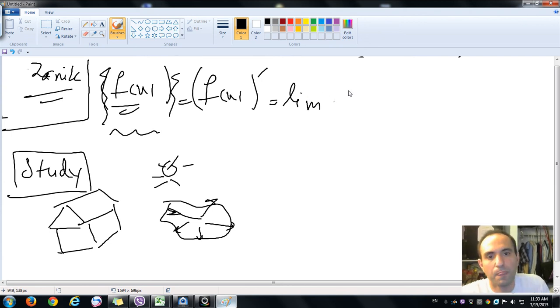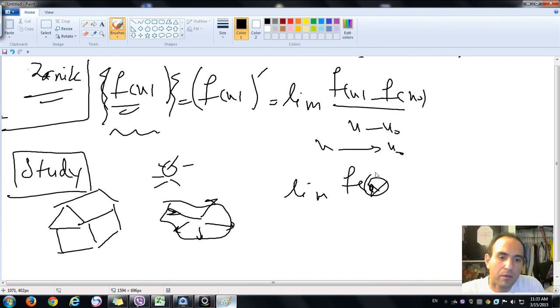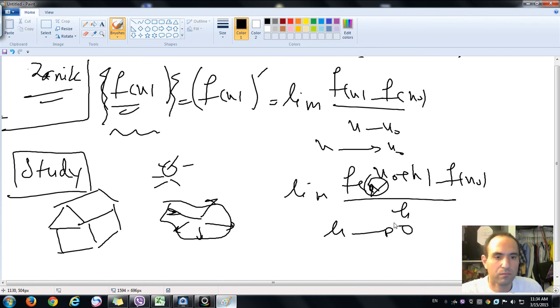So again, the limit of f of x minus f of x0 over x minus x0, as x travels to x0. I explained that you are not going to put that x. You are going to put f of x0 plus h minus f of x0 over h when h travels to 0. Why? Because when you say x travels to x0, it is the same as x minus x0 travels to 0, and this is h, so h travels to 0.